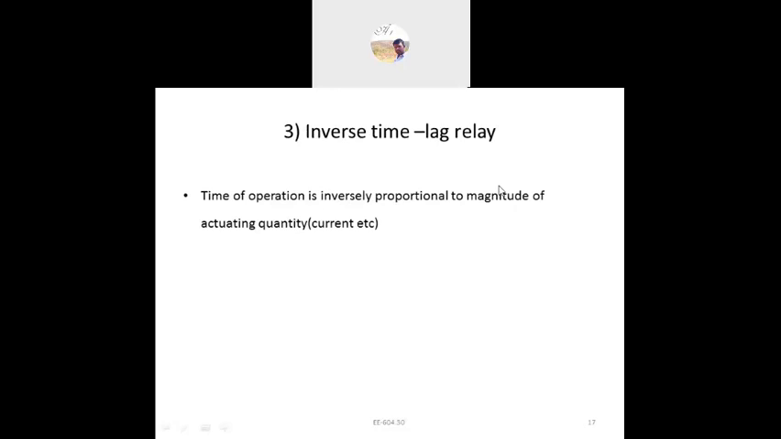So the time of operation is inversely proportional to the magnitude of the actuating quantity. You can see the fault current and time of operation. If the fault current is increasing, the time of operation will be decreasing. That is based upon the current, so the relay operation time will vary. That is the inverse time lag relay.